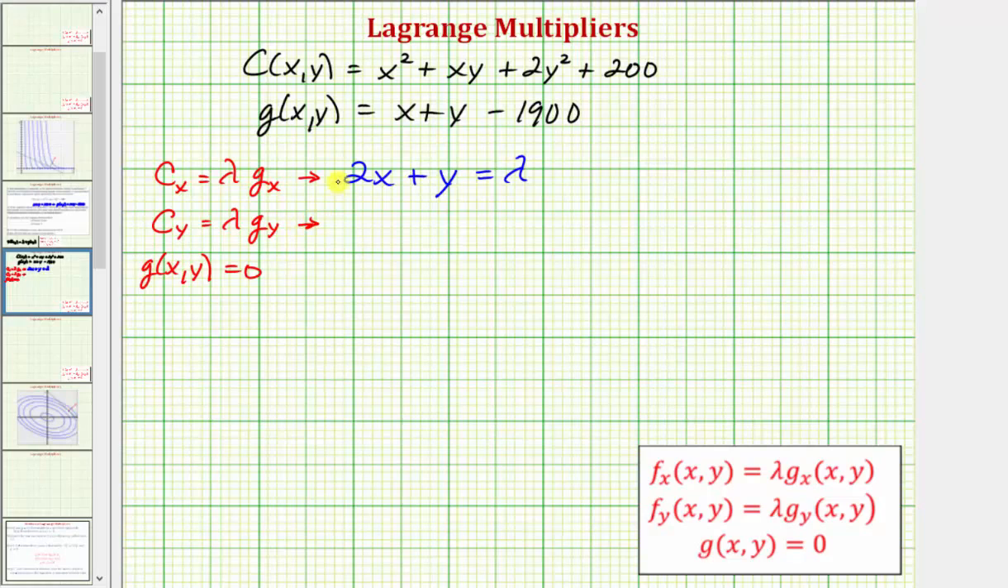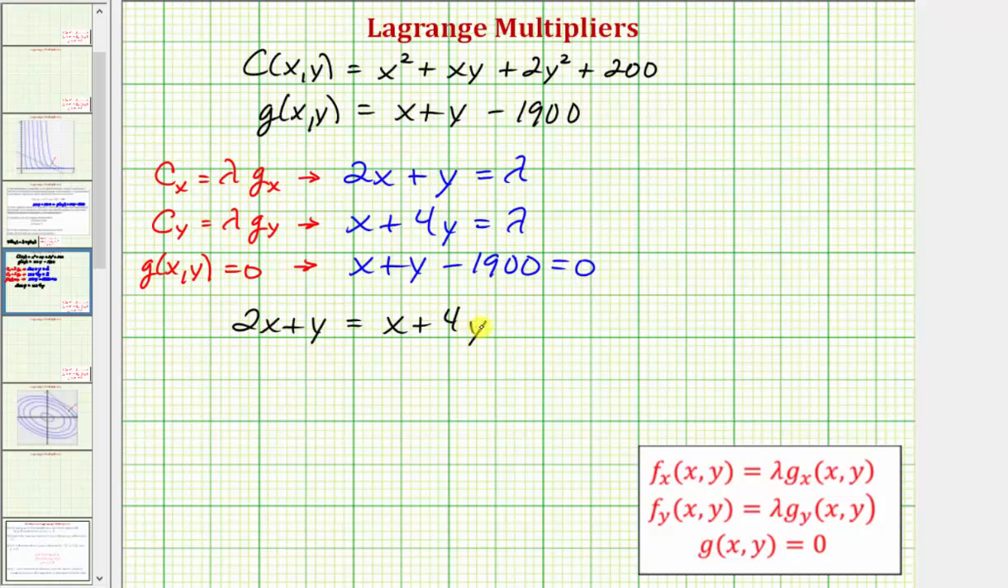For our second equation, we're going to have the partial of c with respect to y, which would be x plus 4y equals lambda times the partial of g with respect to y, which would also be 1. And our last equation is g of x, y equals 0, which would be x plus y minus 1,900 equals 0. Notice how our first two equations are already solved for lambda, so they're both equal to lambda, then it must be true that 2x plus y must equal x plus 4y.